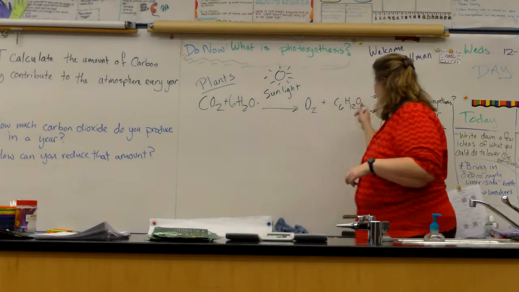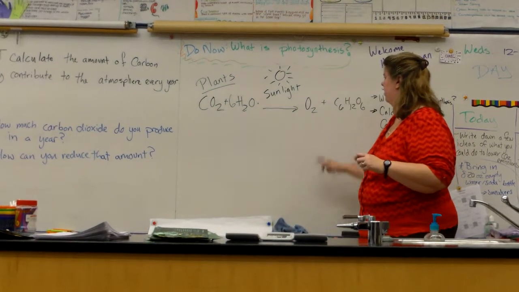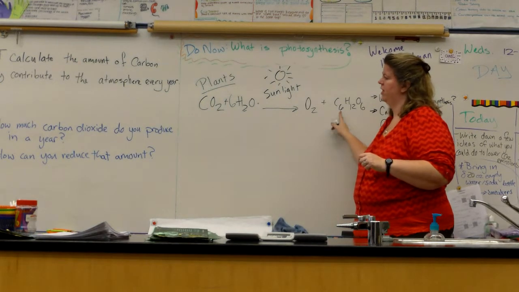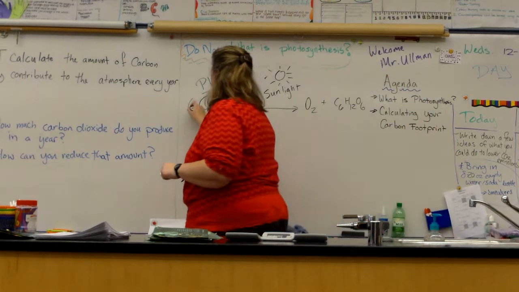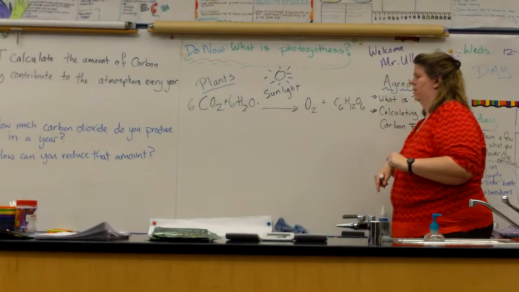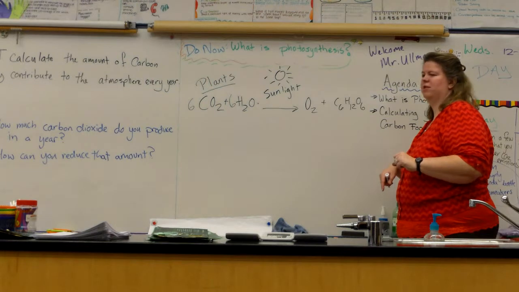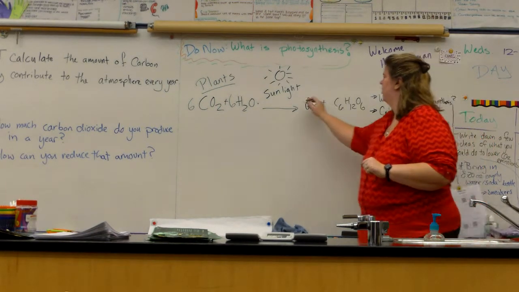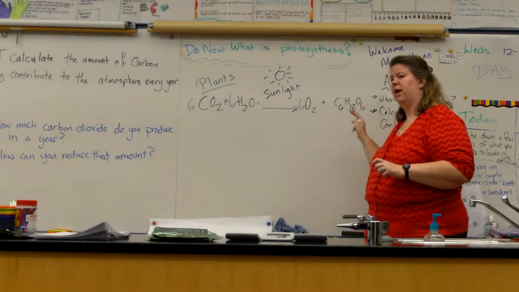On this side, we already have 6 carbons and 6 oxygens, but now we have 6 here, so we need 6 in the front. So that now makes 12 more oxygens. Where else do we need a 6? Just for the C though. You can't split the CO2 apart. So we need a 6 in front of the O2. All right, and that's balanced.